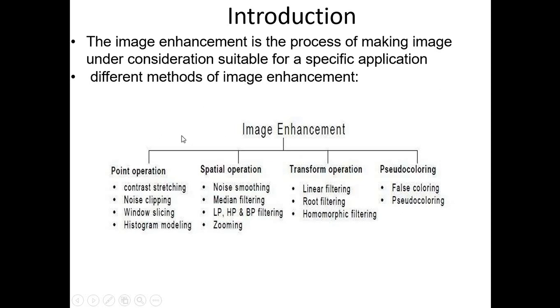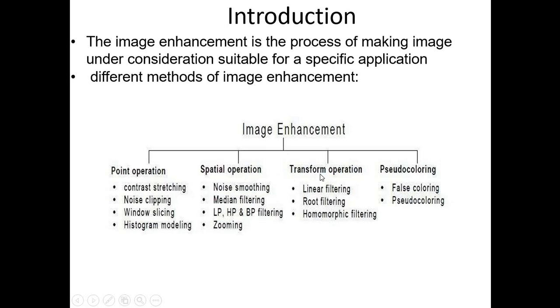As shown here, there are some point operations that are used for image enhancement, such as contrast stretching, noise clipping, window slicing, and histogram modeling. As far as spatial domain methods are considered for image enhancement, they are classified as noise smoothing operation, median filtering operation, then low pass filtering, high pass filtering, band pass filtering, zooming. These are some of the examples of transformations or image enhancement schemes that work in the spatial domain, where we are directly applying our transformation on the pixel values in the spatial domain.